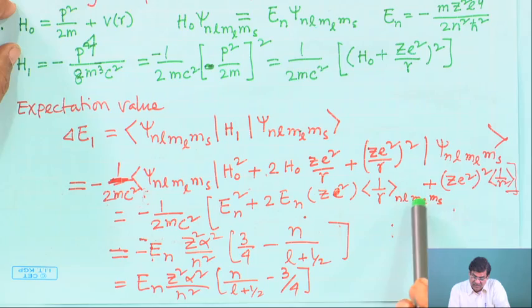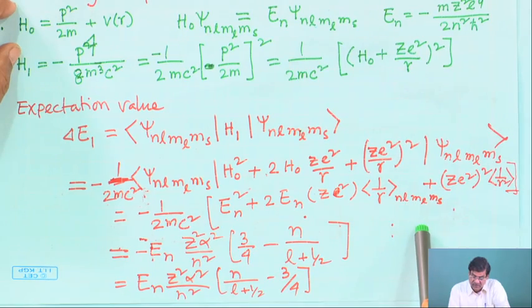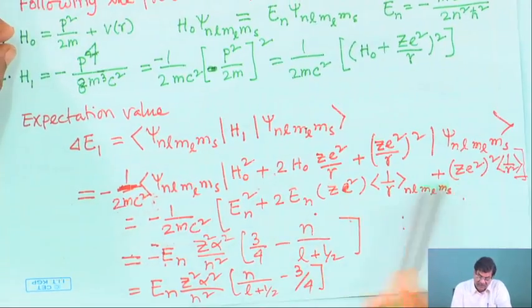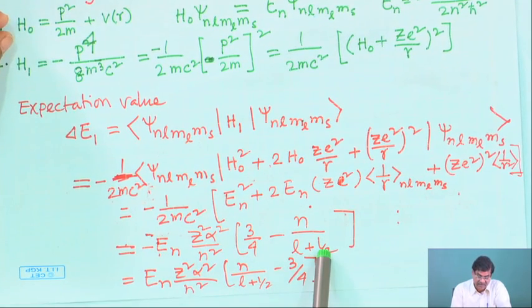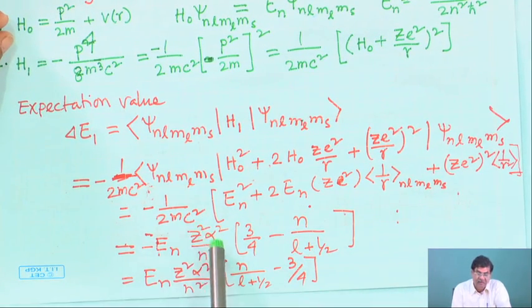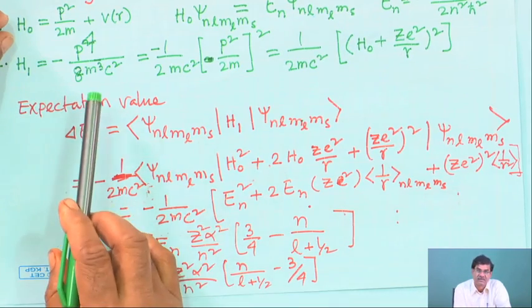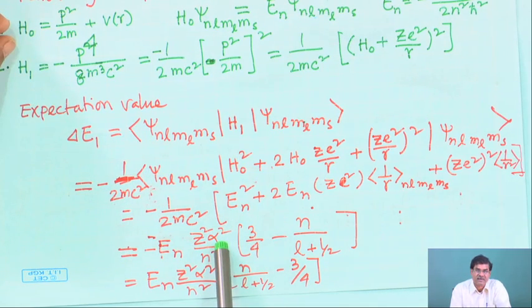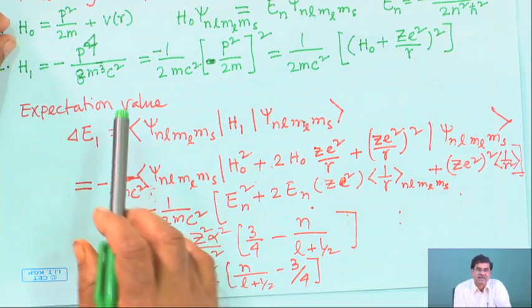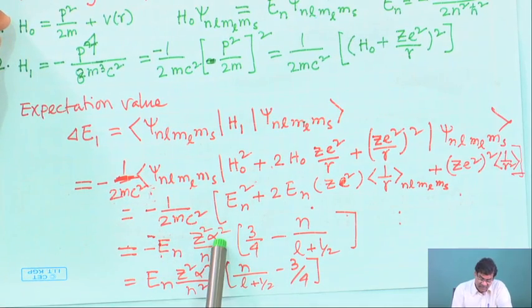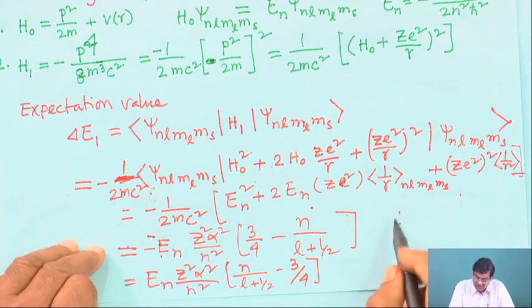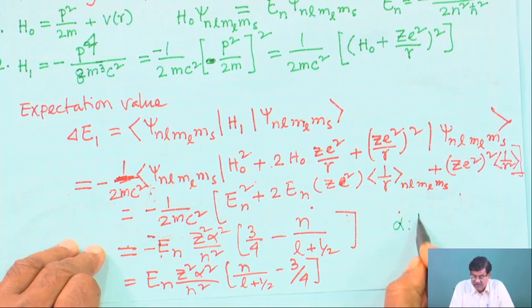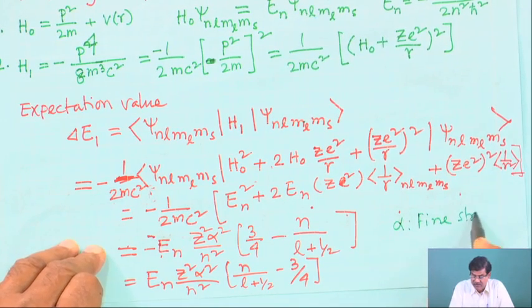If I avoid this calculation and just write the result, you will get minus En z square alpha square. Now, this alpha is not the alpha in the Dirac Hamiltonian, where we use alpha and beta. This alpha is different. This is basically the fine structure constant. Earlier we used this alpha for the fine structure constant. So, this alpha is not the same as the alpha in the Dirac Hamiltonian; here alpha is the fine structure constant.